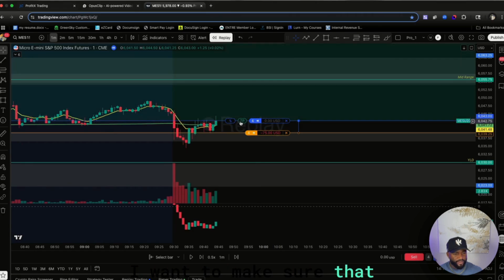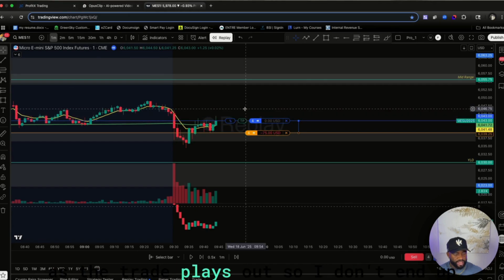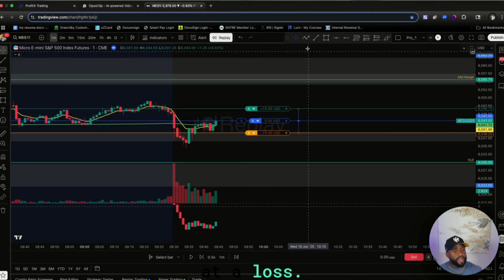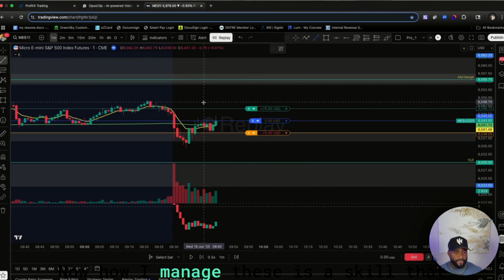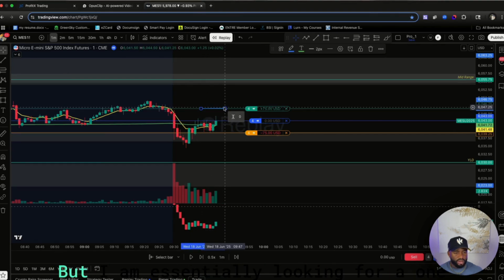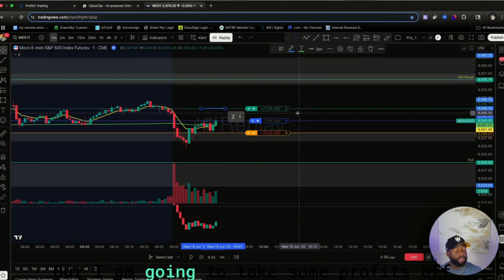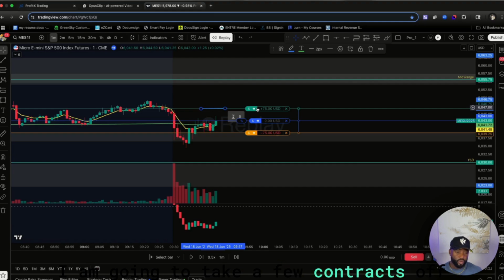I want to make sure that I am taking some profits as the trade plays out, so I don't end up at a loss. Cool. Any profit is a profit for me. Now, how I manage these is a skill that I'm also working on developing a little bit better. But I am essentially looking for a 1-to-3 trade, but I am going to take some profits off at a 1-to-1. I'm risking 75. Once price gets to 75, or a 1-to-1, I am going to take a few contracts off and then watch to see what happens.